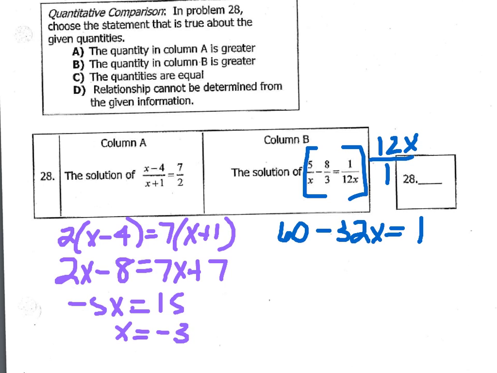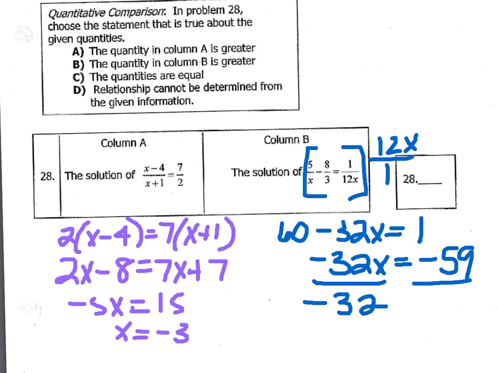So I have negative 32x equals negative 59. So I'm going to divide both sides by negative 32. At this point, I honestly don't really care what this solution is because I know these negatives cancel out, which makes it positive. So that means that the quantity in column B is going to be bigger.